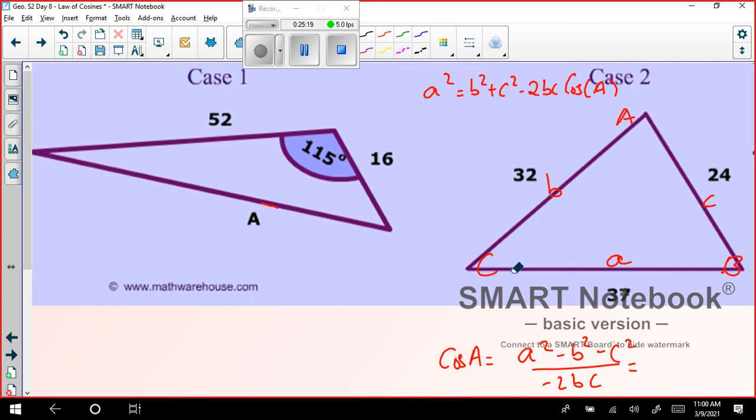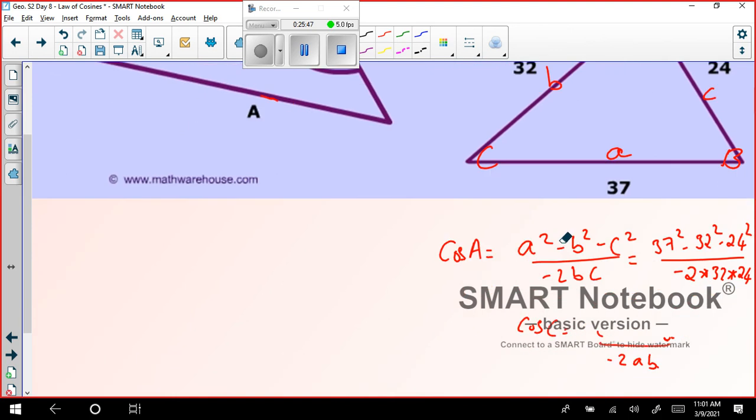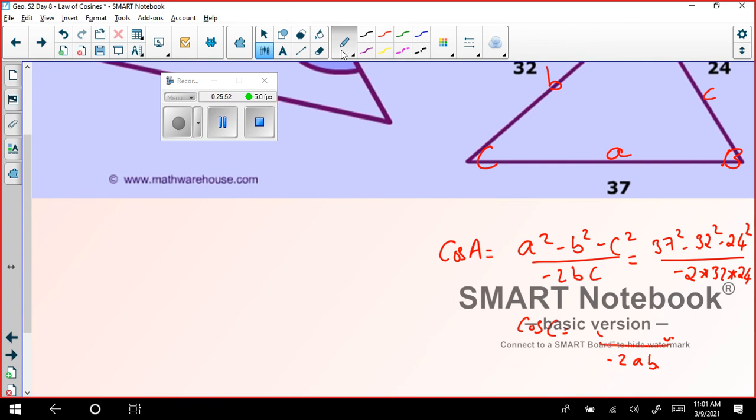So substitute. A was what? A was 37 square minus b was 32 square and c was 24 square, divided by negative 2 times of b, which was 32, and this was 24. Okay, you got to leave all the decimals, or you may get a wrong answer. So you have to keep all the decimal points when you simplify.